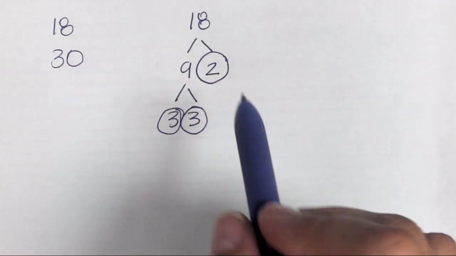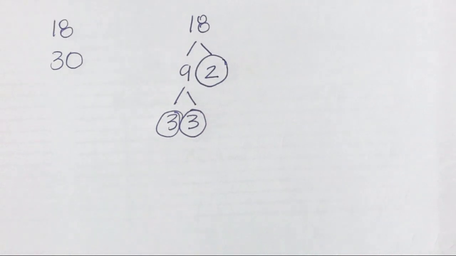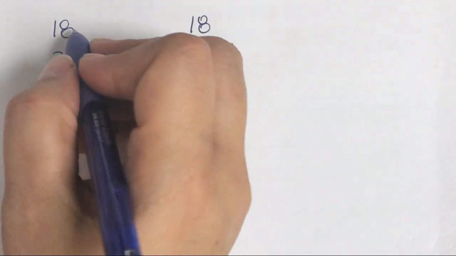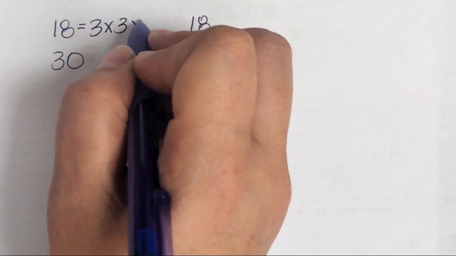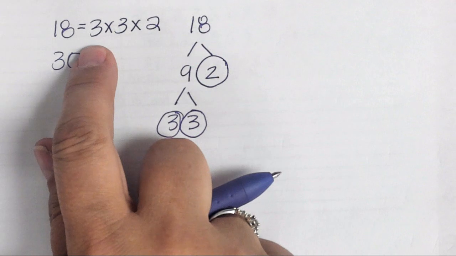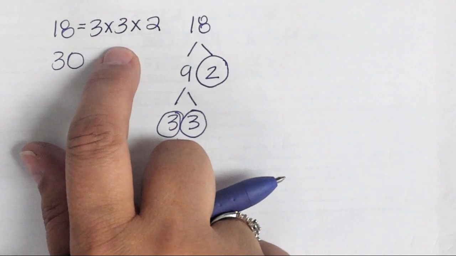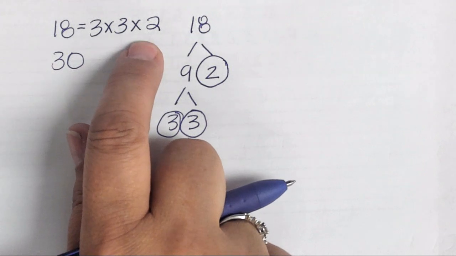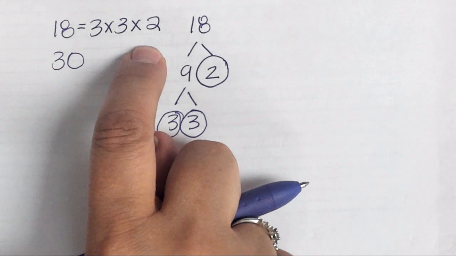Your goal is to get to where all you have are prime factors. That's why it's called prime factorization. So if I write this out, this would be 3 times 3 times 2. If I look at this, 3 times 3 is 9. 9 times 2 is 18. These are the prime factors of 18.